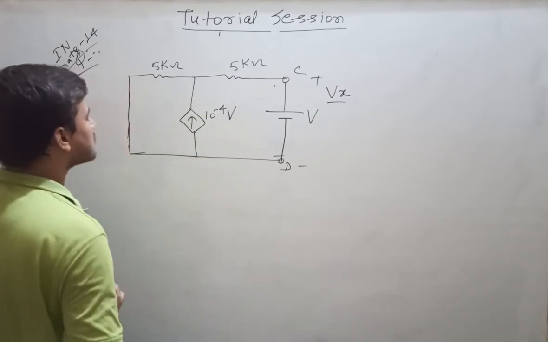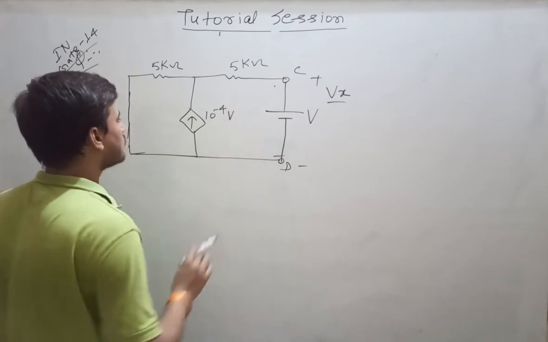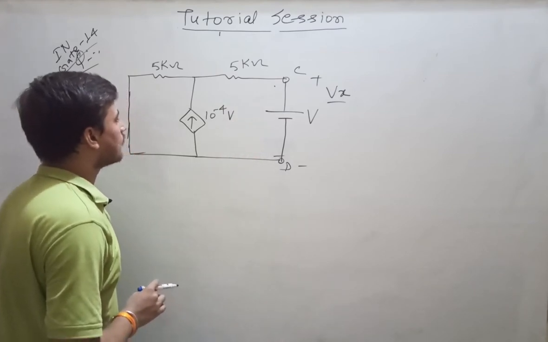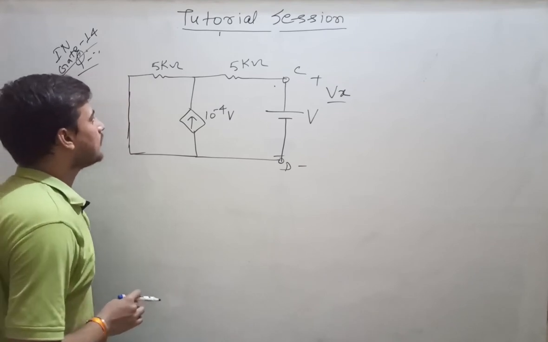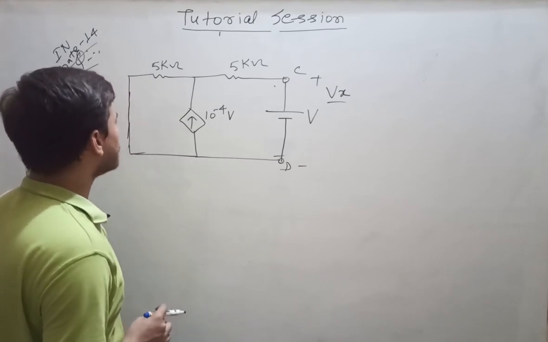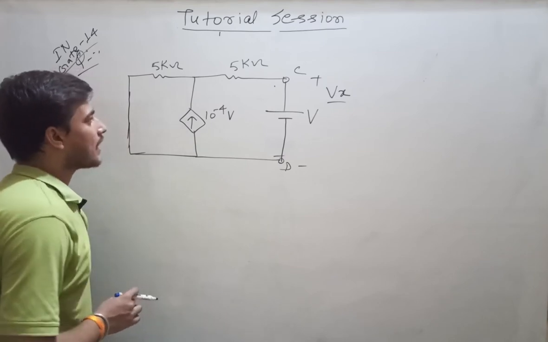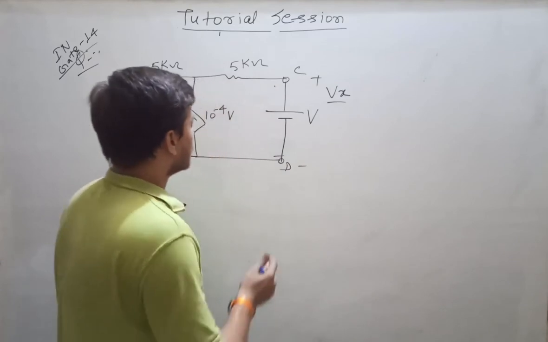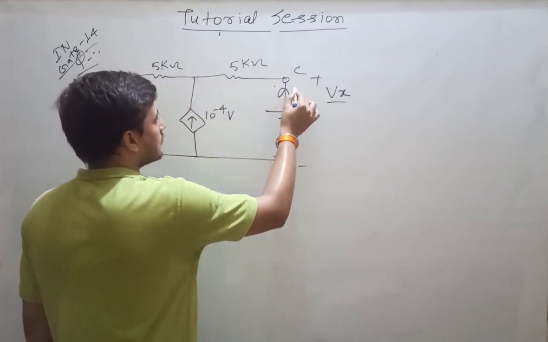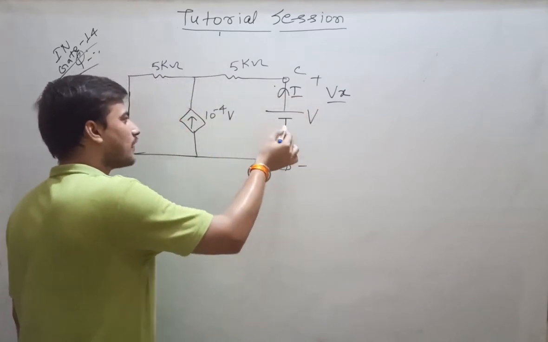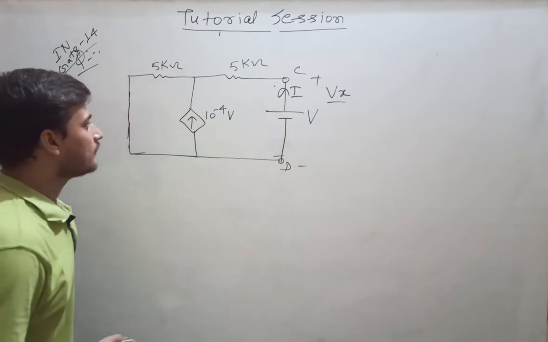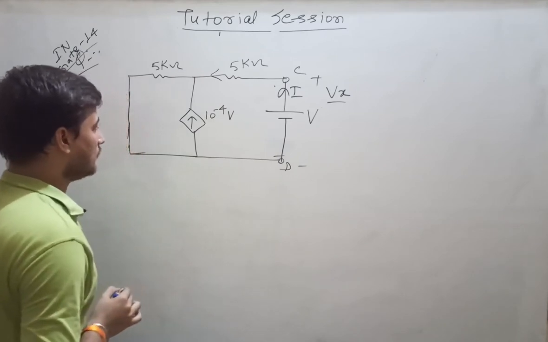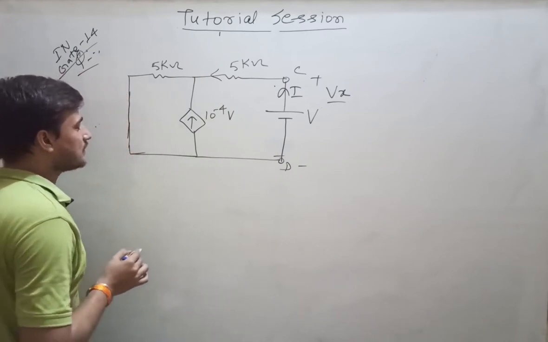This Vx will be replaced by V, that is 10 to the power minus 4V. Clear? Next, we have to write the equations to find the relation between V and this current I, because we have to find V by I. So the current coming out through this one will be I.